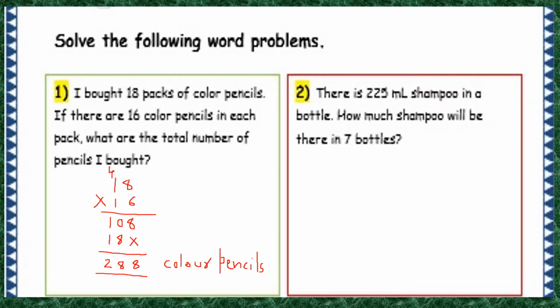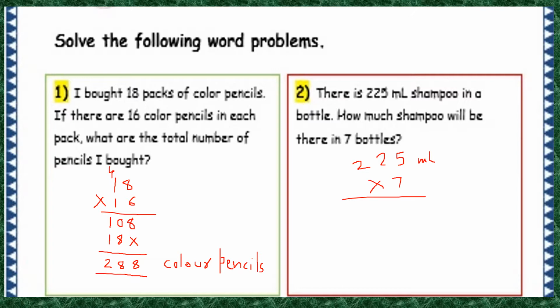Now second question, there are 225 ml, means milliliter, shampoo in a bottle. Okay, in one bottle this much shampoo is there, 225. How much shampoo will be there in 7 bottles? Now you are having 7 bottles, children. Now number of bottles are 7 and each bottle is having 225 ml of shampoo. Ml means milliliters and milliliters is used for liquid things to measure. Now 225 multiplied by 7.